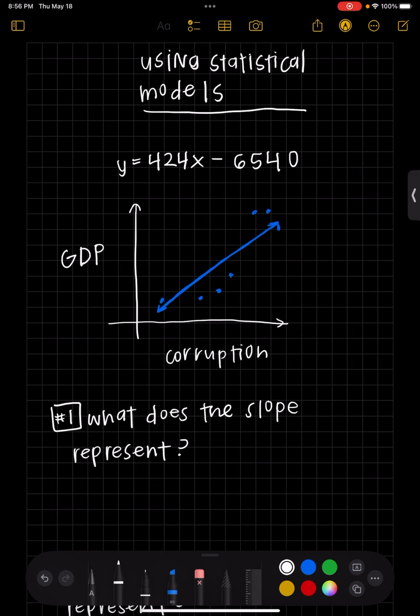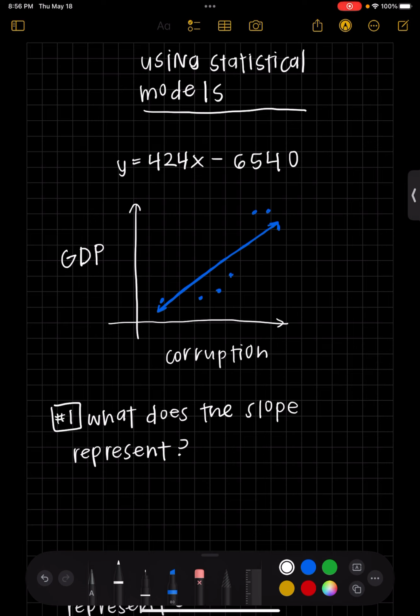And I didn't write the exact word problem down, but all four examples come from the same word problem, so I'll read it to you. It says, economists have found that the amount of corruption in a country is correlated to the productivity of that country. Productivity is measured by the gross domestic product, or the GDP, per capita. Corruption is measured on a scale of 0 to 100, with 0 being highly corrupt and 100 being least corrupt. This can be modeled by the equation y is equal to 424x minus 6,540, where x is the corruption score and y is the GDP per capita in dollars.